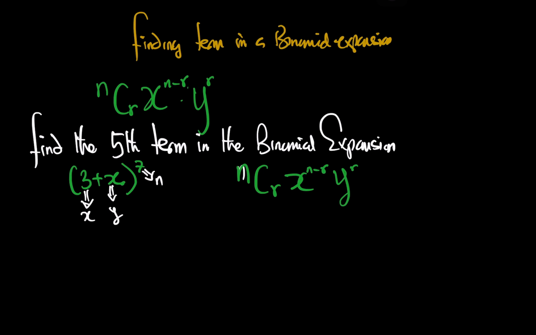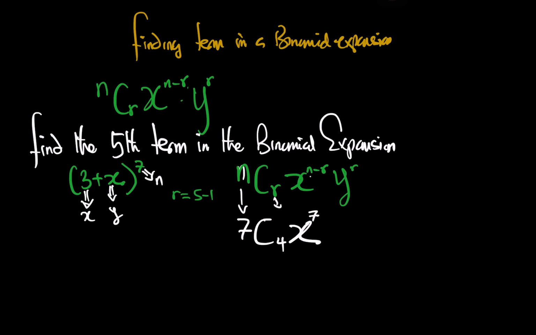Okay, so our r is going to be 5 minus 1. Okay, so the formula, the n here, is going to be 7. Then the combination, n combination r, the r there is going to be 4, because we're looking for the fifth term. Multiplied by x to the power n, the n there is 7, right?